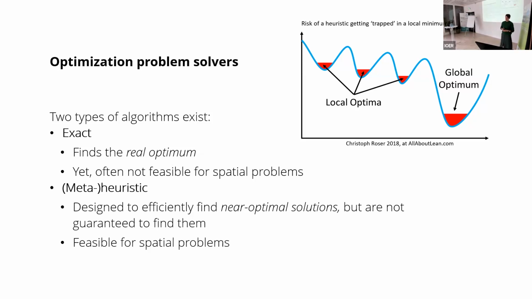But the problem is that they're often not feasible to apply to spatial optimization problems because space is complex, and because of that, it's not possible to analytically solve that optimization problem. So because of that, we need heuristics, and heuristics are designed to efficiently find near optimal solutions. That means that we're not certain that it's the real minimum or maximum that we find. But it is feasible to use for spatial optimization problems because it searches the space in a smart way such that it doesn't need to evaluate all possible solutions.